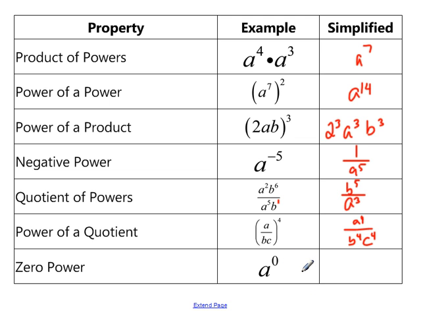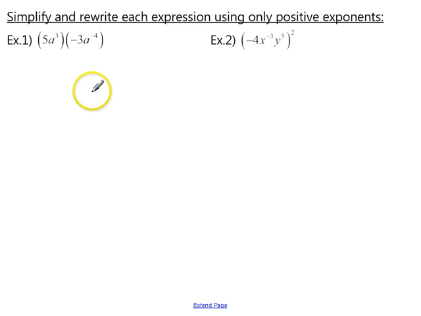Then 0 power. This is the easy one. Anything raised to the 0 power is equal to 1. Make sure you know these properties well. We might need to use one or more than one in each set of problems that we have. Let's go ahead and practice simplifying and rewriting the expressions using positive exponents.